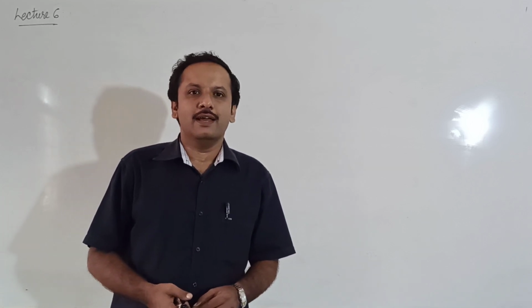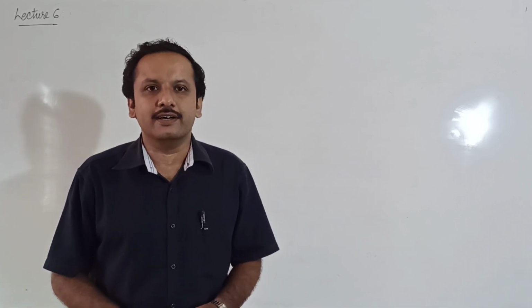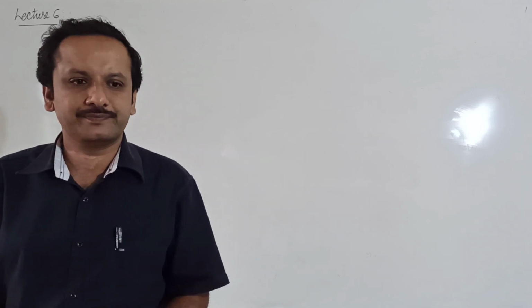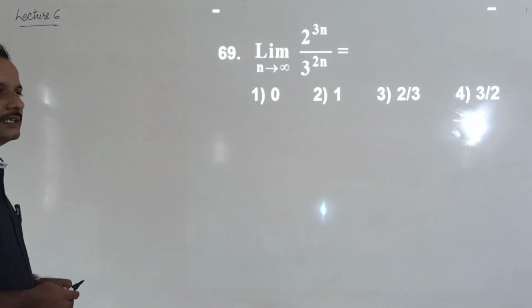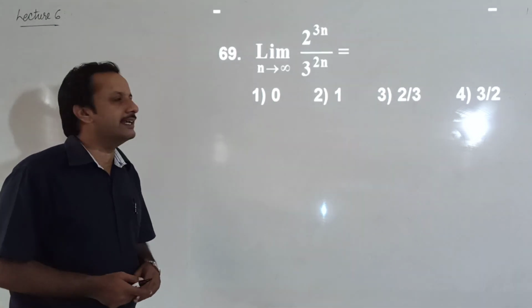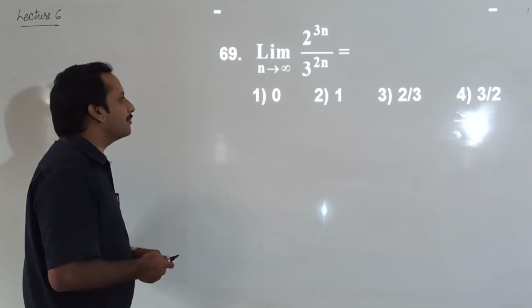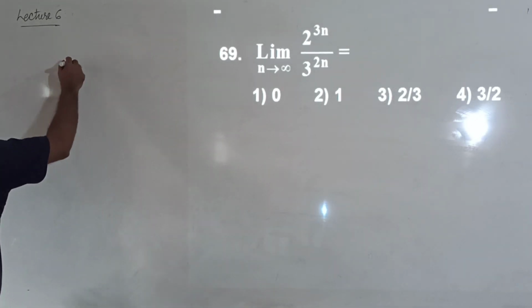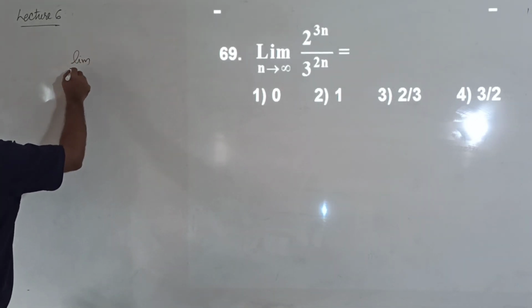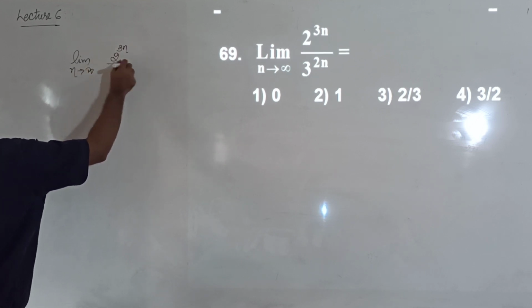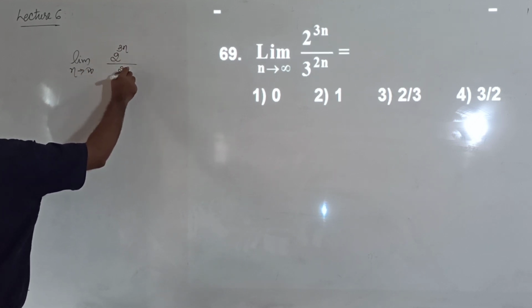Dear students, let us continue our discussion on limits. Let's have a look at the next question. Okay, question 69. Limit n tends to infinity 2 to the power 3n divided by 3 to the power 2n is equal to?